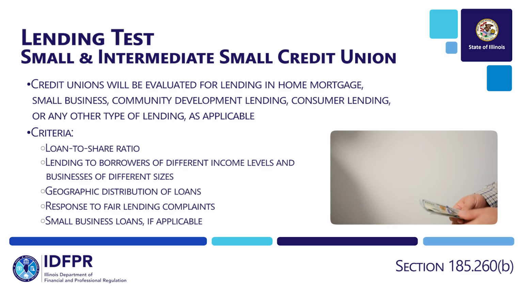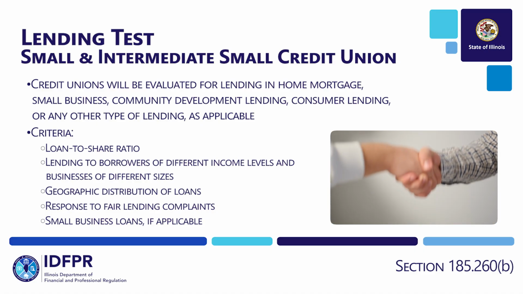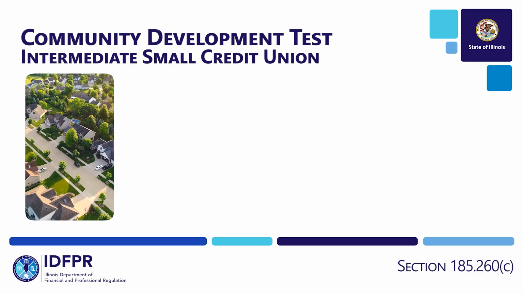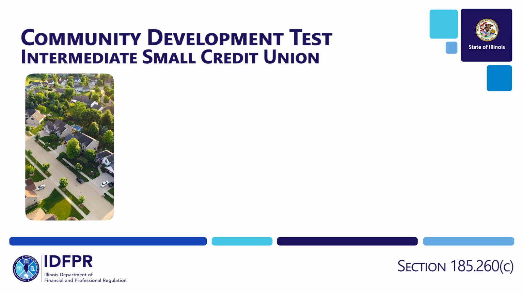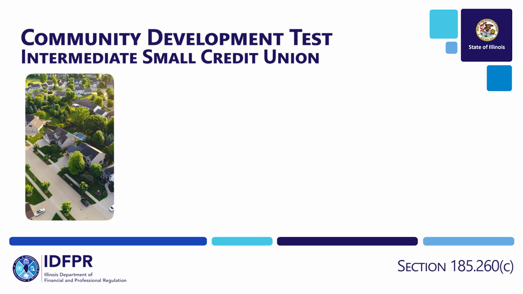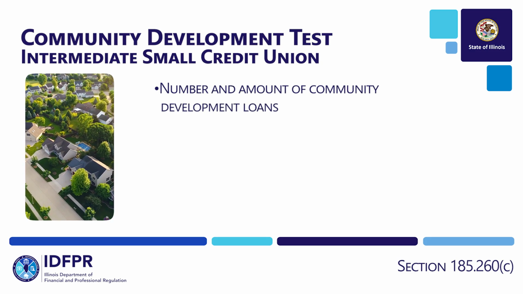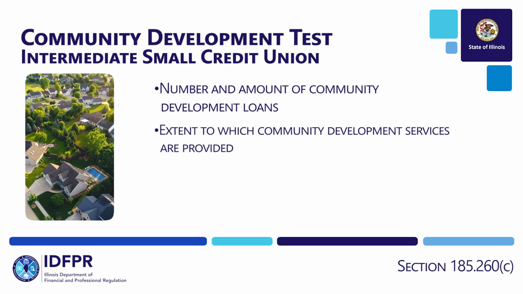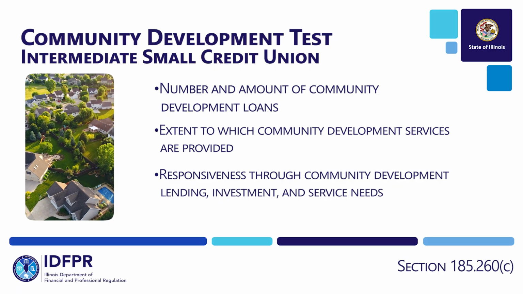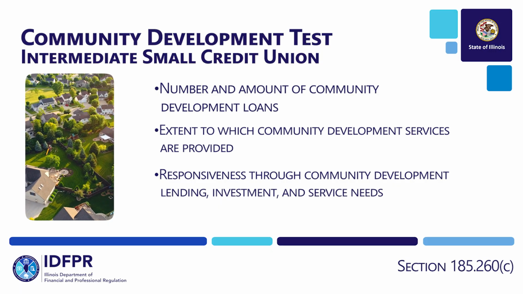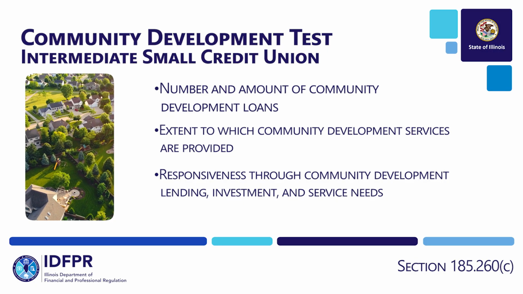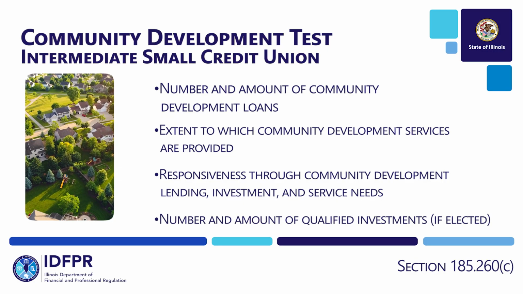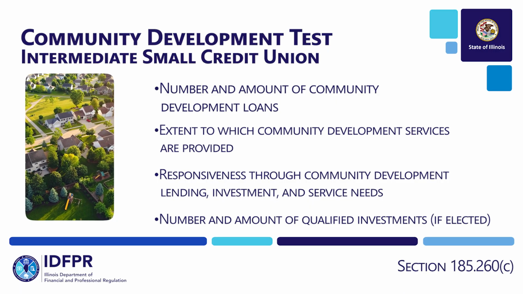For credit unions that make business or farm loans, the origination of loans to businesses or farms with gross annual revenues of $1 million or less, particularly in low and moderate income neighborhoods. Community development test. Intermediate small credit unions will also be evaluated on their community development performance using the following criteria: the number and amount of community development loans, the extent to which the credit union provides community development services, the credit union's responsiveness through such activities as community development lending, investment, and service needs, and if elected by the credit union, the number and amount of qualified investments.